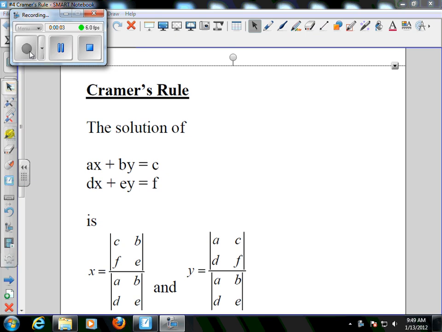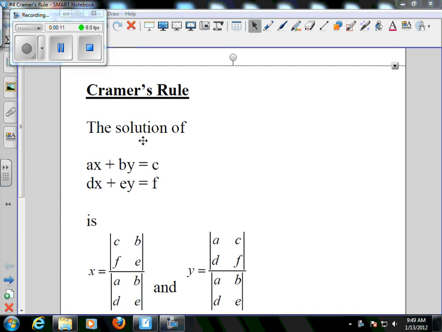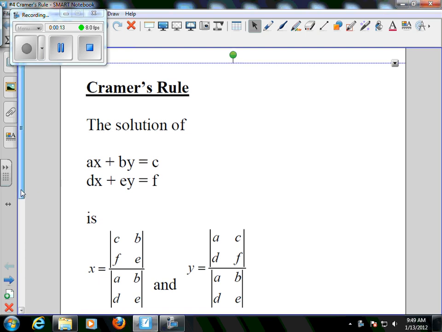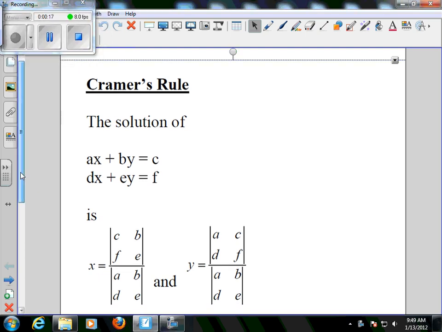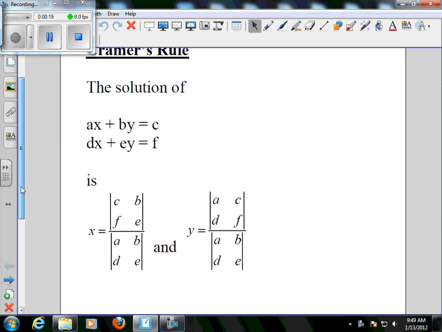Today we're going to be talking about Cramer's rule. I had said in the last video that we would be talking about how we could use determinants to solve a system of equations. And that's exactly what we're going to do. This is what Cramer's rule allows us to do.